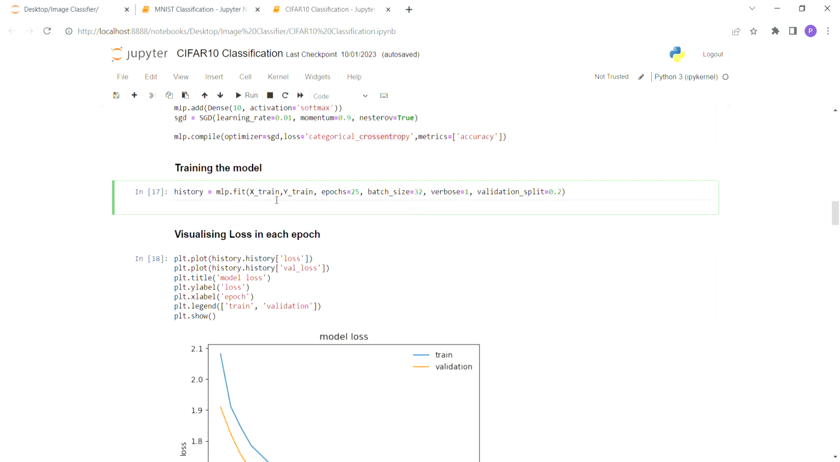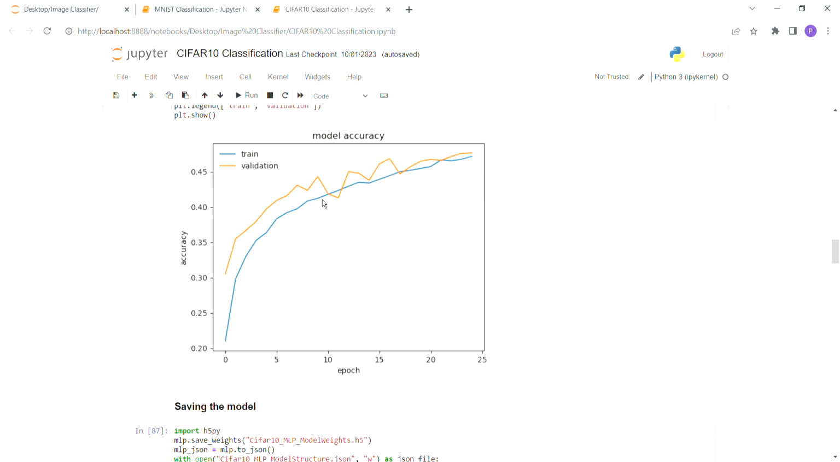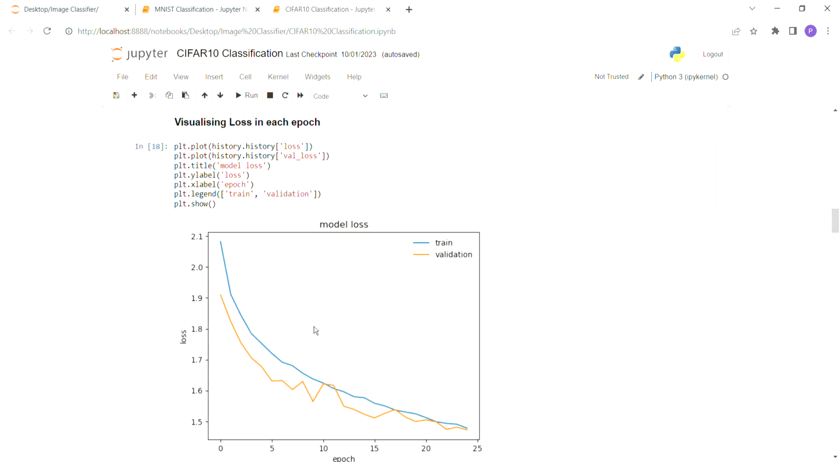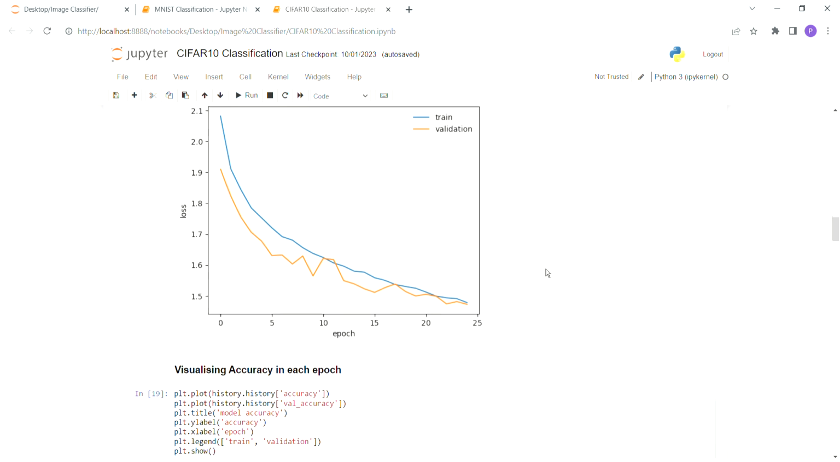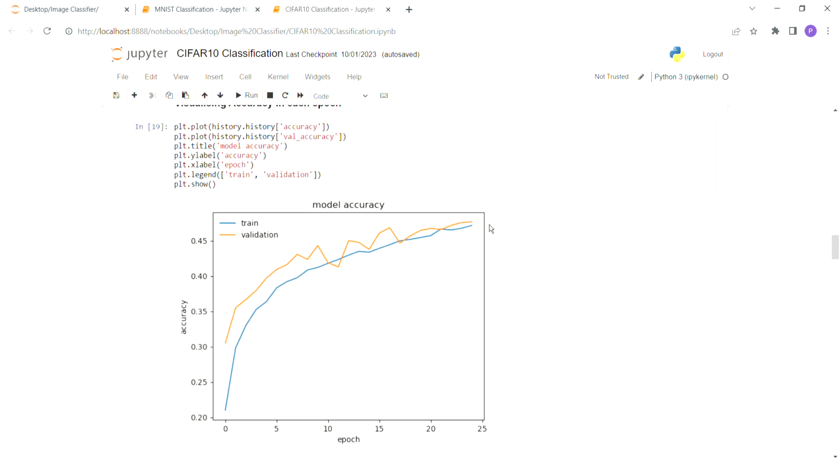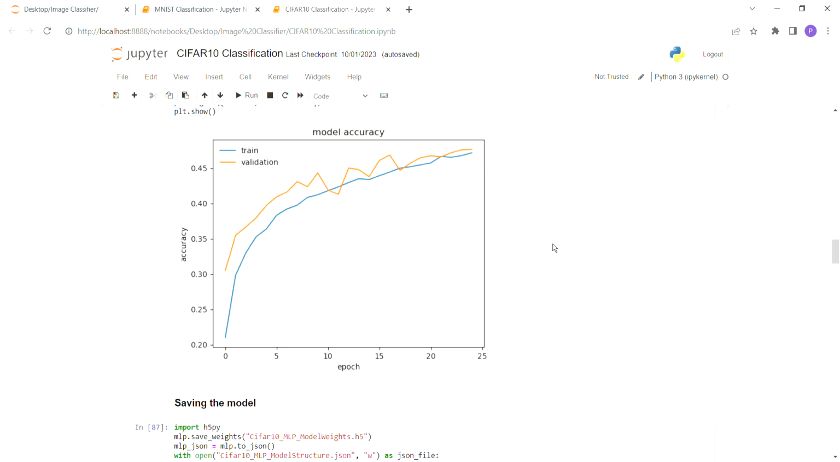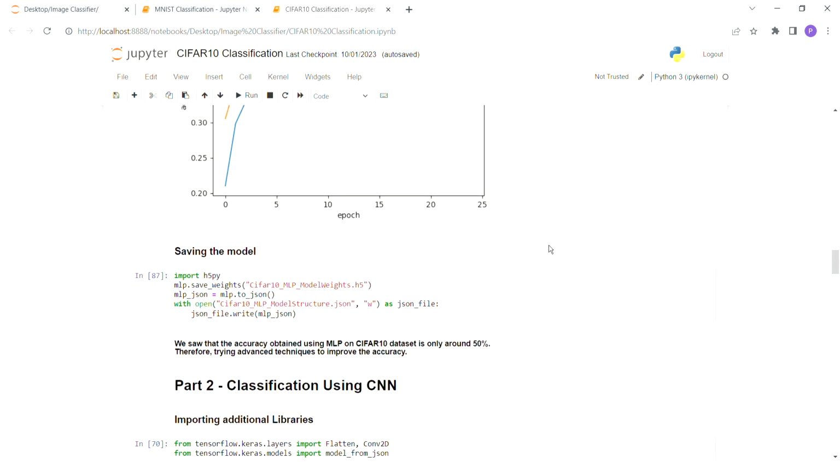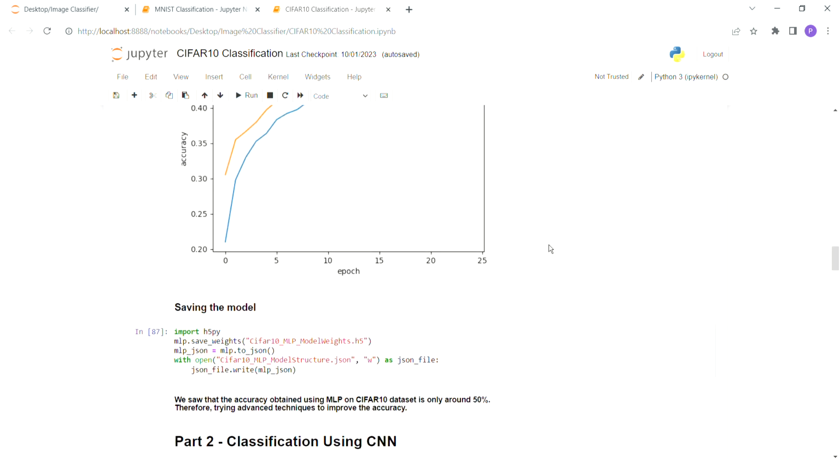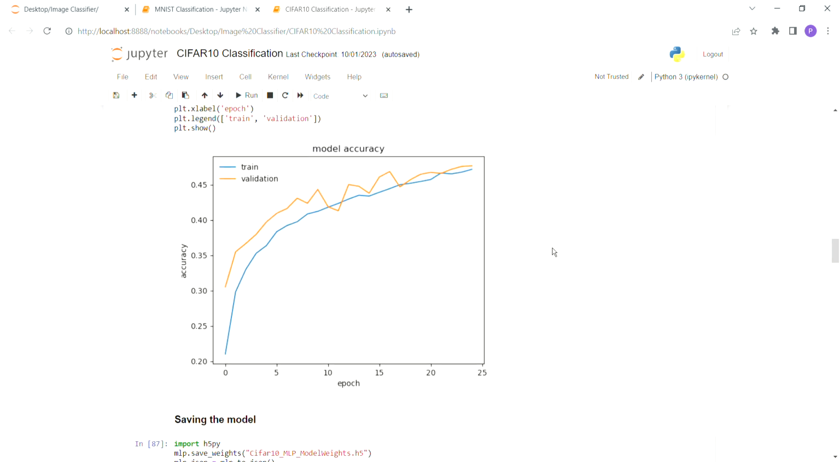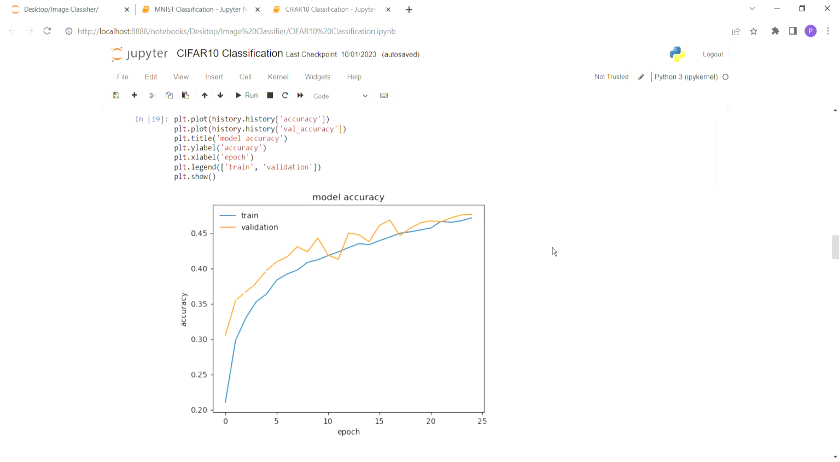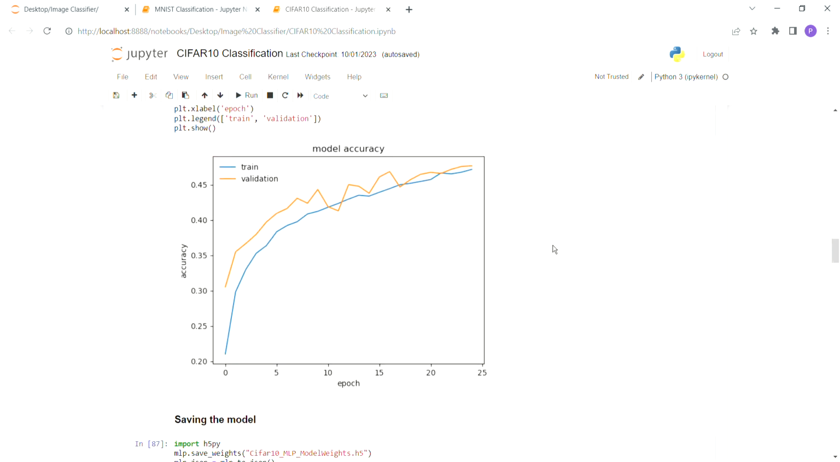Then we will be training the model, and let's visualize the training process. So these are the model loss. We can see the loss decreasing at every epoch and the model accuracy increasing at every epoch. We can see that the accuracy is touching around 50% after using optimum parameters, and 50% is a fairly good accuracy since these are RGB images and we are just flattening the images, we are not even taking into consideration the spatial arrangement.